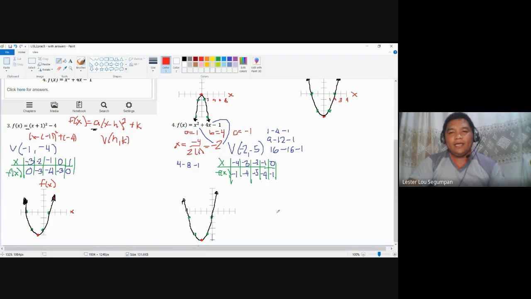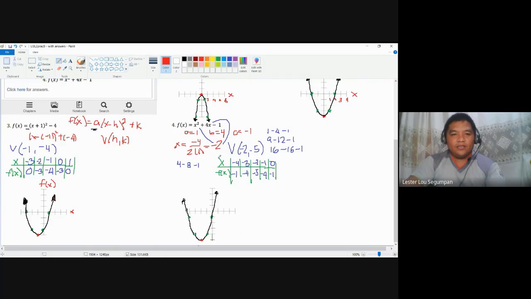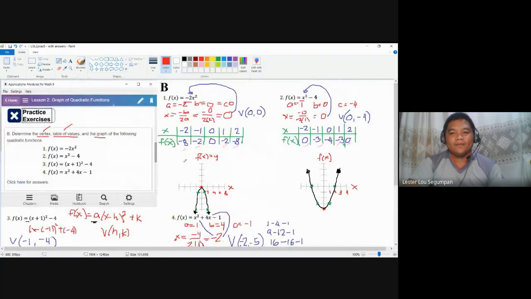Again, in graphing quadratic functions, you follow simple steps. Number 1, determine the vertex. Then you make your table of values with the vertex placed at the center, which needs at least 5 points. When you say at least, you could increase it to 7 if you want, but 5 could let you show a parabola. And then you graph them. These are for numbers 1, 2, 3, and 4.